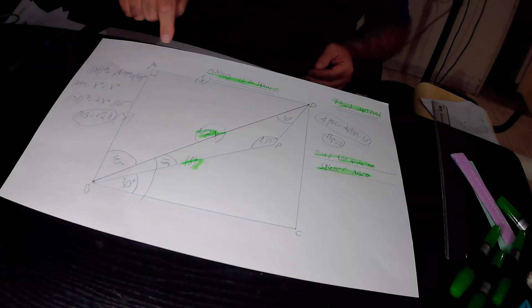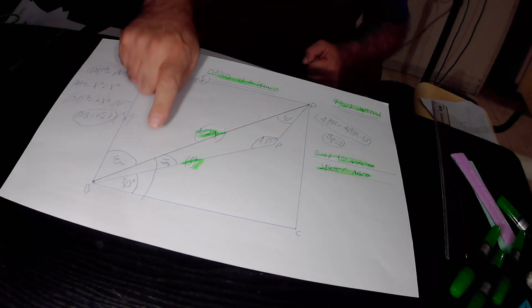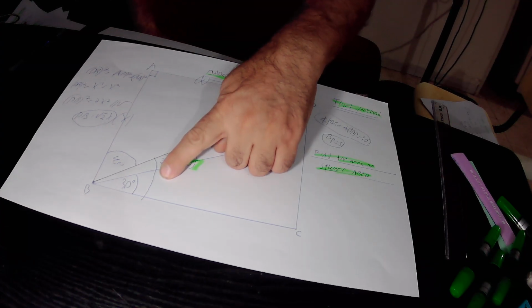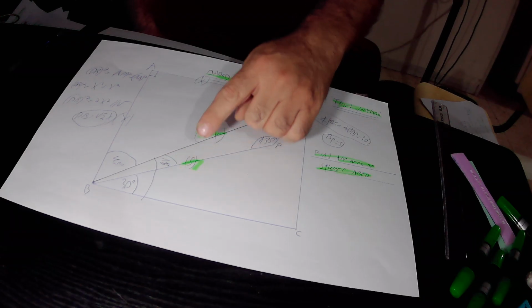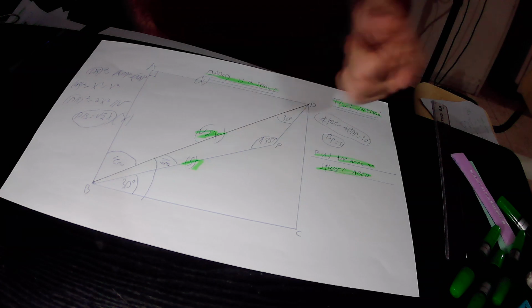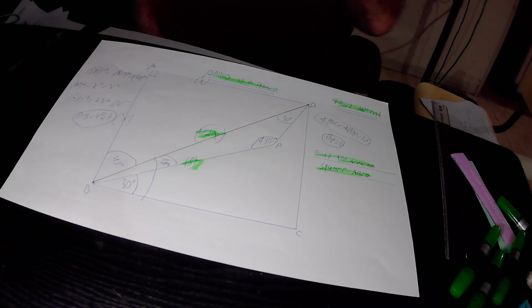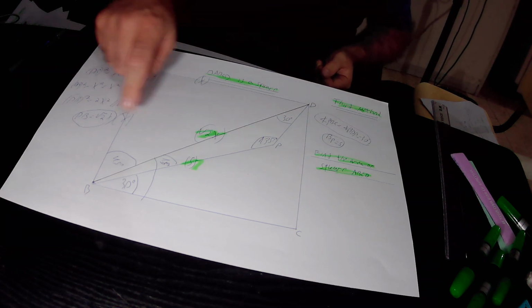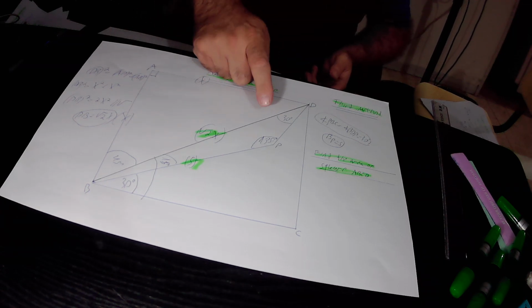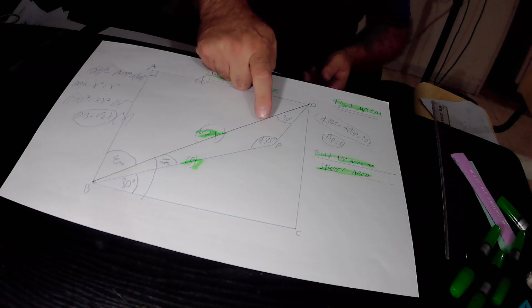Diagonal DB bisects angle ABC. This is the first half of angle ABC, that is 45 degrees. This is the second half, that is also 45 degrees. But this angle equals 30 degrees, and therefore this missing angle must be equal to 15 degrees in its size. So in triangle BDP, 15 degrees plus 30 degrees is 45 degrees, and therefore this third missing angle must be equal to 135 degrees in its size, according to the rule that the sum of the angles in any triangle is equal to 180 degrees.